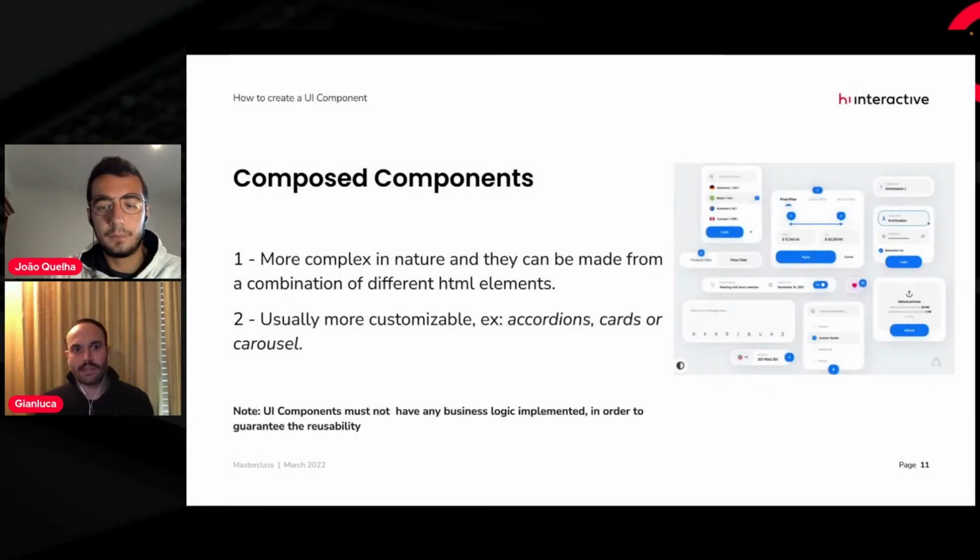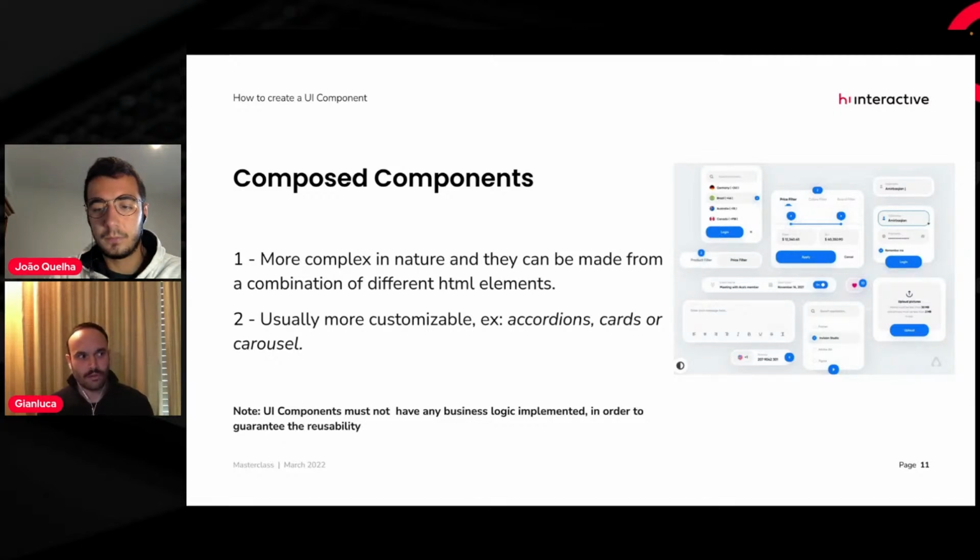Then the second one is the composed components, and as the word says, composed components are usually more complex in their own nature. In fact, the word itself says composed. They can be made of a group of different HTML elements grouped together. And obviously, composed components give a broader range of customization and styling. Some examples of composed components are accordions, cards, or carousels.